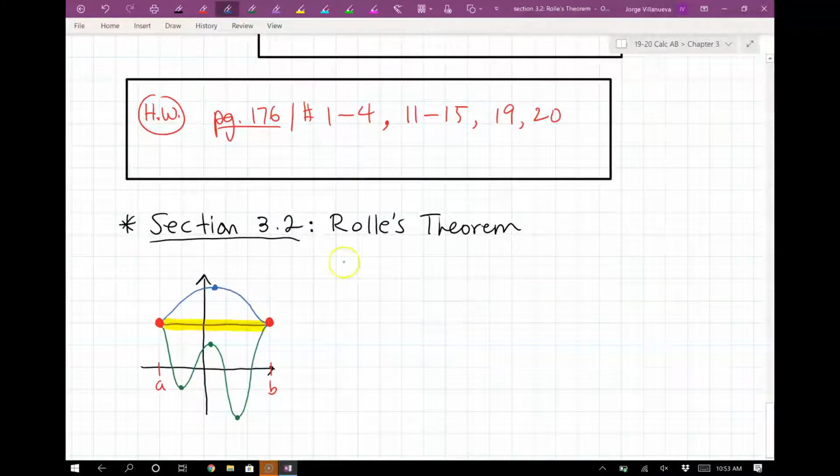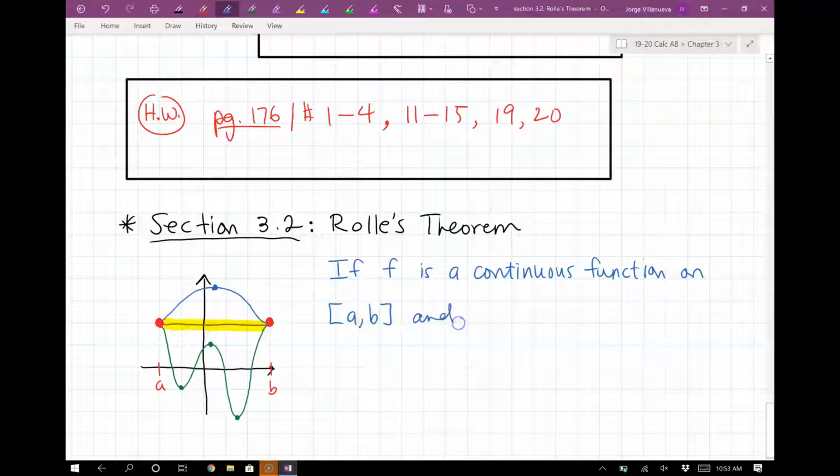Rolle's theorem states, if f is a continuous function on the closed interval a to b and differentiable on the open interval a to b. If you remember, the reason we say differentiable on the open interval is because you can't take derivatives at the endpoints, so you have to exclude the endpoints. Derivatives cannot occur at endpoints. That's why you can't have relative maxima and minima at the endpoints. You can have absolutes, but not relatives.